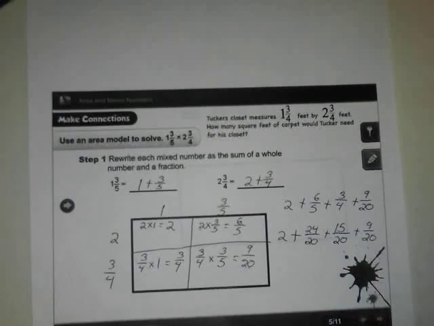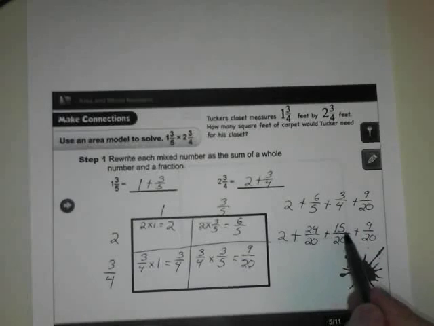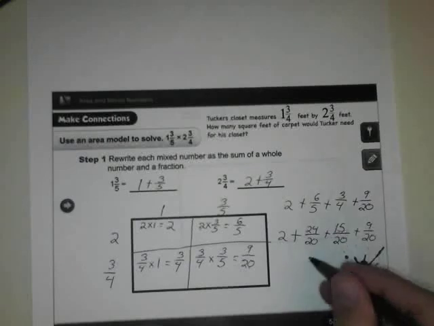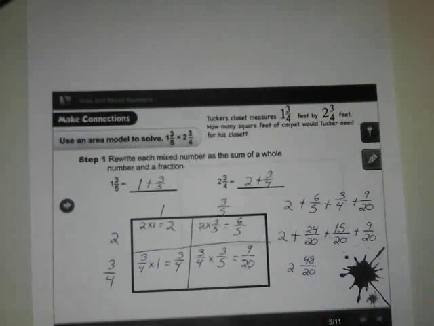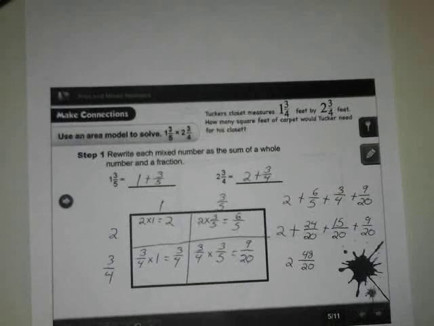So now let's go ahead and break this down. So I have 24 plus 15. If I do that, I know I have 39 over 20. 39 over 20 plus 9 over 20 will go ahead and give me 48 over 20. And I got my whole number here. So I got 2 and 48/20. But now I can't leave it like this. I can't leave my final answer like this because it is an improper fraction.